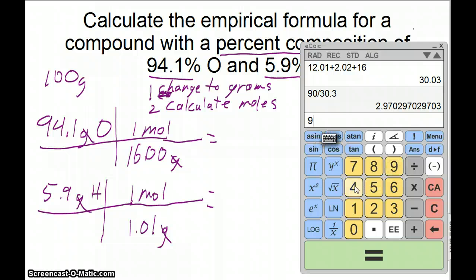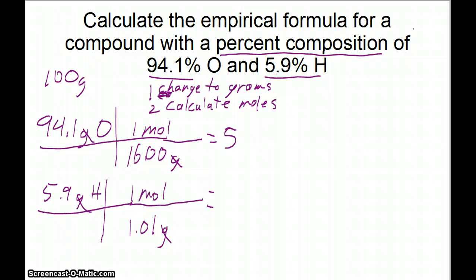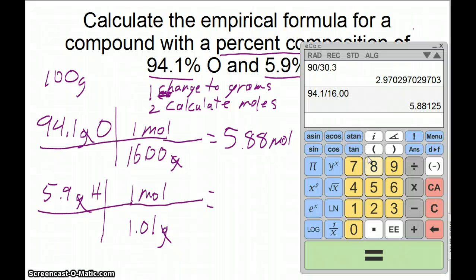94.1 divided by 16.00 equals 5.88. So we have 5.88 moles of oxygen. Then let's calculate for our hydrogen now. 5.9 divided by 1.01 equals 5.84.